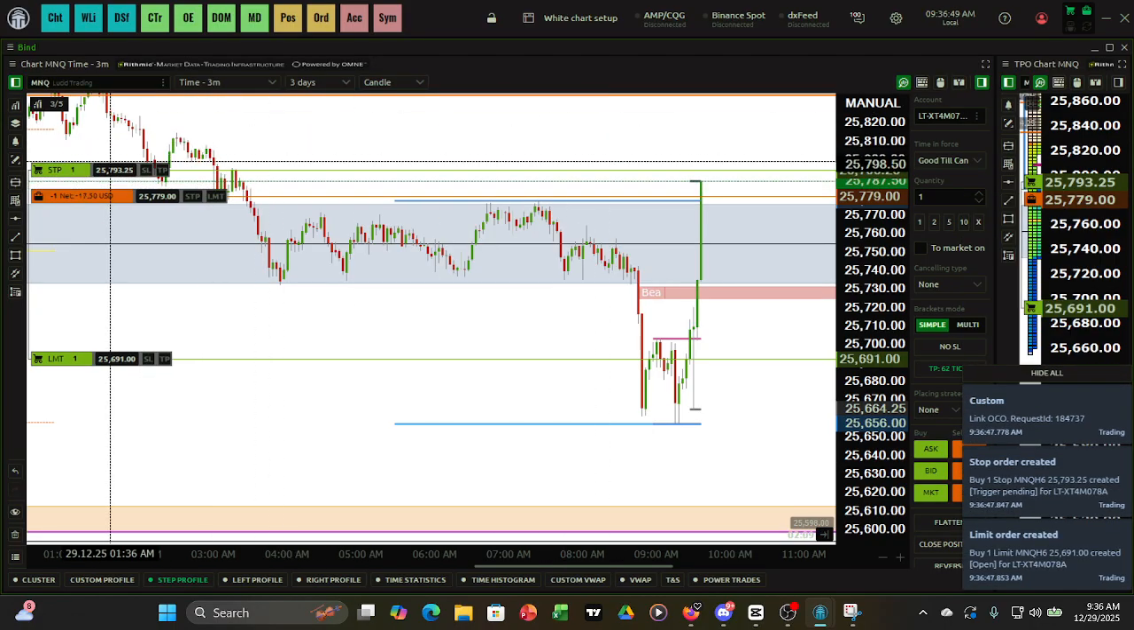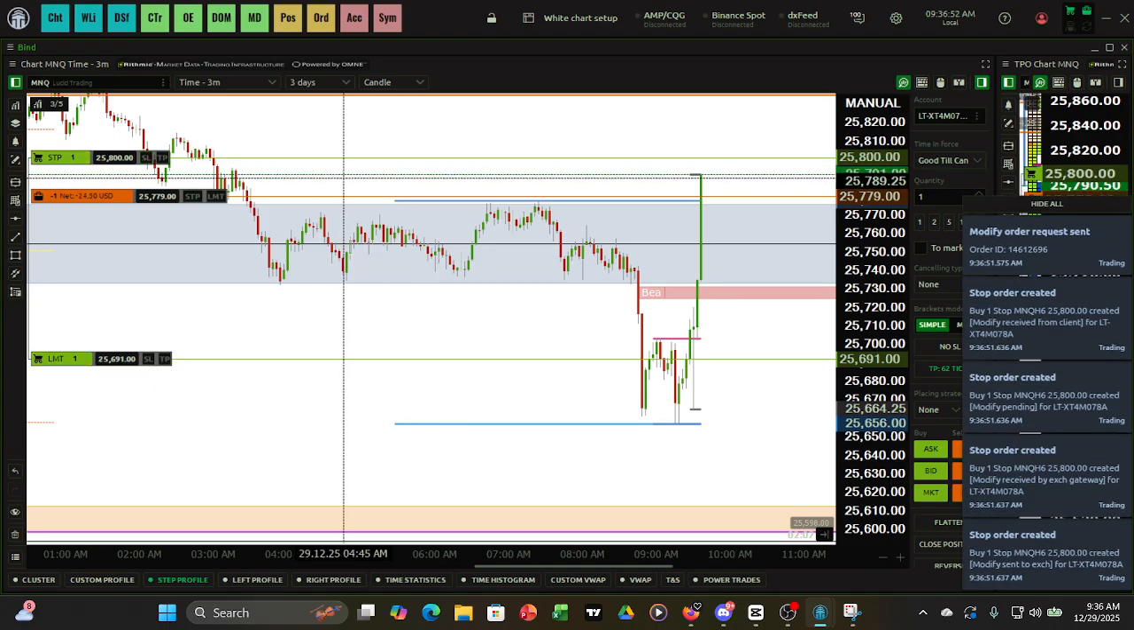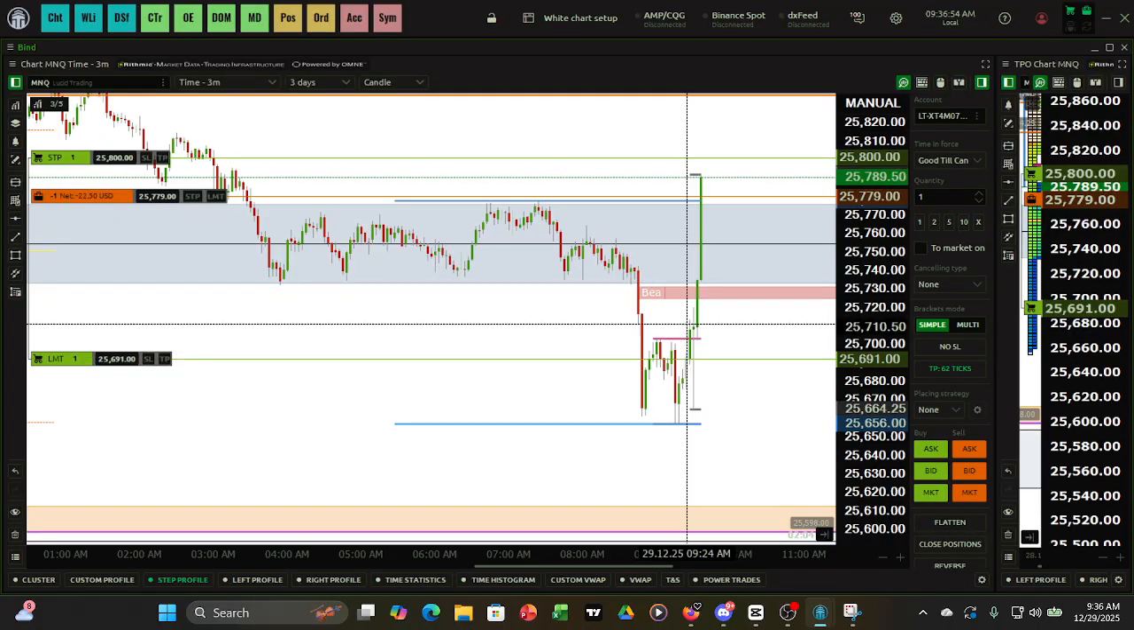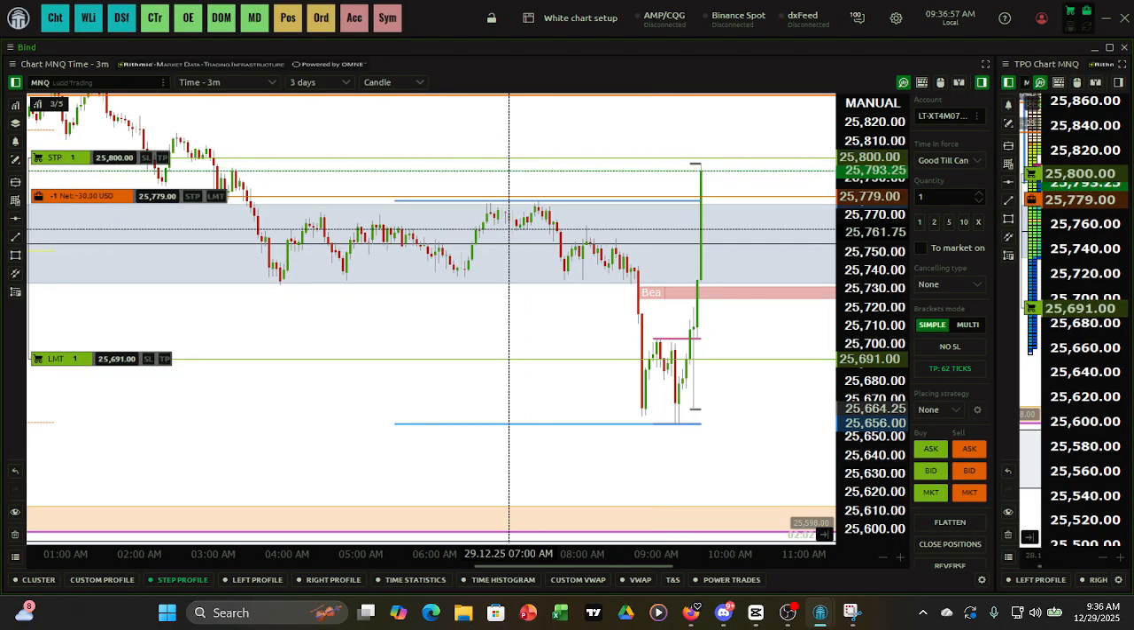See if it's going to sweep. I might have to go a little bit higher there. See if it's going to sweep this little area here, and see if we can get a push back down, or if it's going to push up on through. It's going to push up on through.